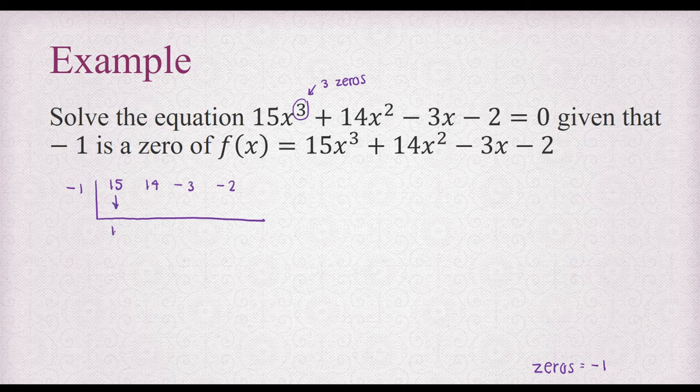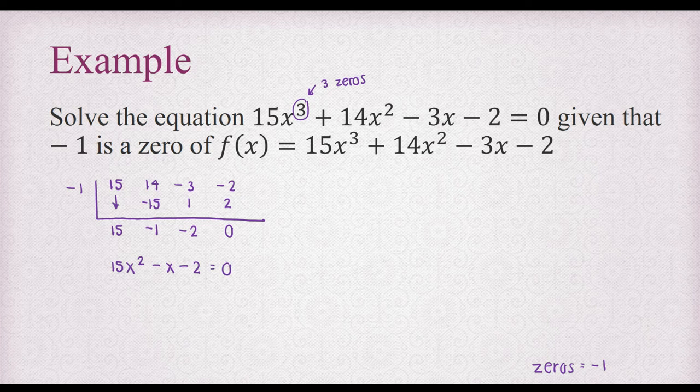So bring down that lead coefficient of 15. 15 times -1 is -15. Add that up, we get -1. -1 times -1 is +1. Add that up, we get -2. -2 times -1 is +2. Add that up, you get 0, which is what we wanted. We wanted a remainder of 0. So that means that I get to rewrite this as 1 degree less. So it becomes 15x squared minus 1x minus 2. This equals 0. I need to finish solving for my 2 other zeros.